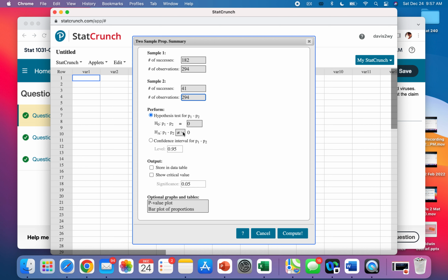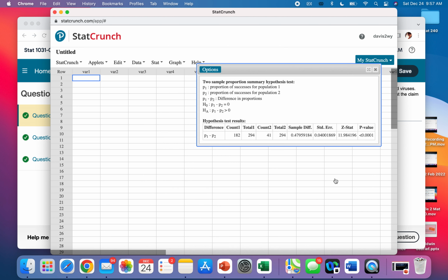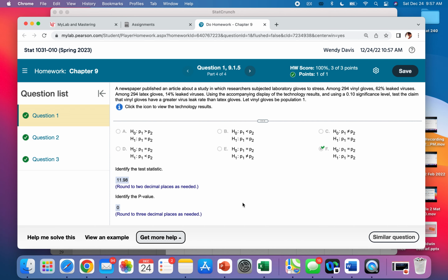Okay, and we're testing that P1 is greater than P2. Our test statistic is the z-stat, and the p-value, see how it says less than 0.0001? That means we can just put 0 there, because it's going to ask us to round to 2 or 3 decimal places. So z-stat is our test statistic, and p-value. Put those in.